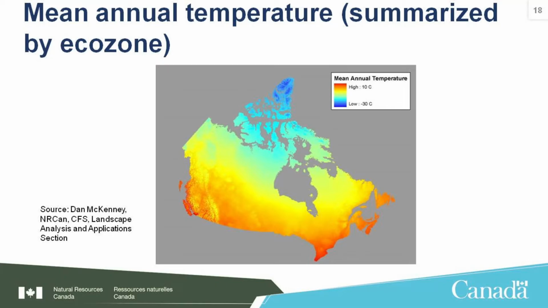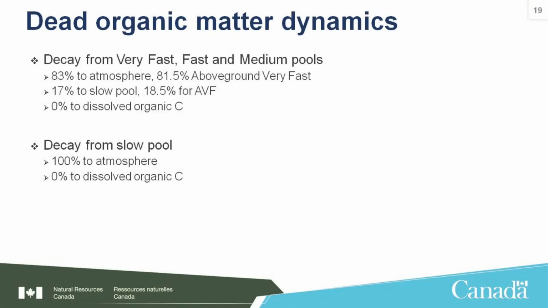Tree growth rates are defined by empirical yield curves which do not capture annual variation in temperature or other environmental drivers. As dead organic matter decays, two things happen. In most pools, with the exception of the very fast pools, 83% of the decomposing carbon transfers to the atmosphere, while 17% transfers to the slow pool. And the model does not represent dissolved organic carbon losses from the ecosystem. The very fast pools differ slightly in that 81.5% transfers to the atmosphere and 18.5% transfers to the slow pool. This is based on data from a 12-year Canadian research project called CIDET.